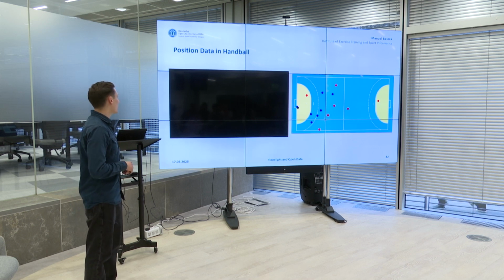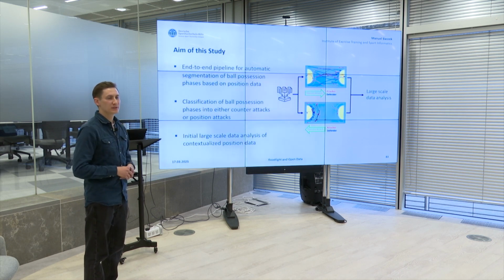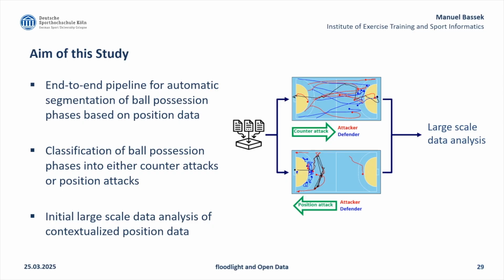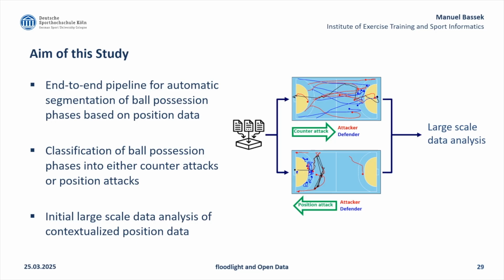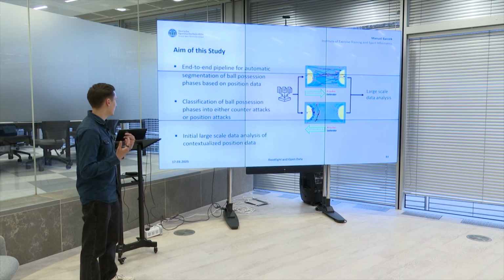So our goal was to build a pipeline that only uses this position data, and we want to extract ball possession phases based on this position data and fully automatically. So no human annotations in between, but simply an end-to-end pipeline. And we wanted to do that for the smallest sensible segments, and that's the ball possession phases. We then further want to classify the ball possession phases into either counterattacks or position attacks, to then further be able to do a really large-scale data analysis in handball based on this contextualized positional data.